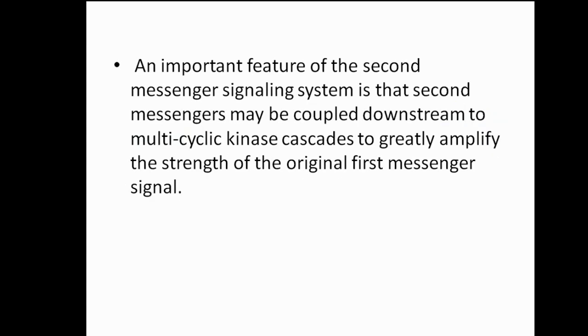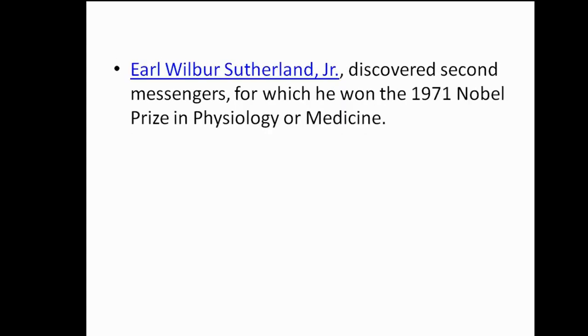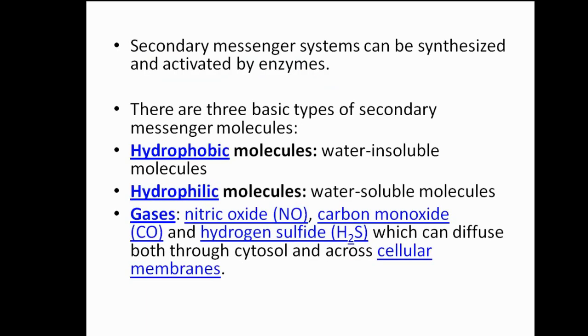An important feature of the second messenger signaling system is that the second messengers may be coupled downstream to multi-cycle kinase cascades to greatly amplify the strength of the original first messenger signal. Earl Wilbur Sutherland discovered second messengers, for which he won the 1971 Nobel Prize in Physiology or Medicine. The second messenger system can be synthesized and activated by enzymes.